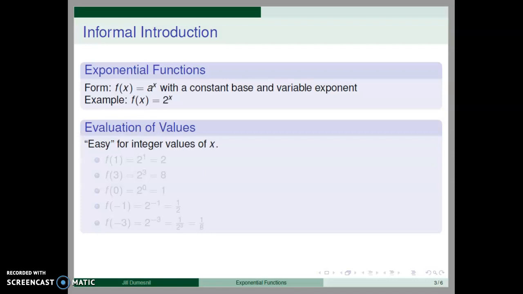Let's consider evaluation of this function. Note that evaluation is easy for integer values of x. f of 1 equals 2 to the first power, which equals 2. f of 3 equals 2 to the third power, which is 8. f of 0 equals 2 to the 0 power, which is defined to be 1. f of negative 1 is 2 to the negative 1 power, which equals 1 over 2. f of negative 3 equals 2 to the negative 3, which is 1 over 2 cubed, or 1/8.